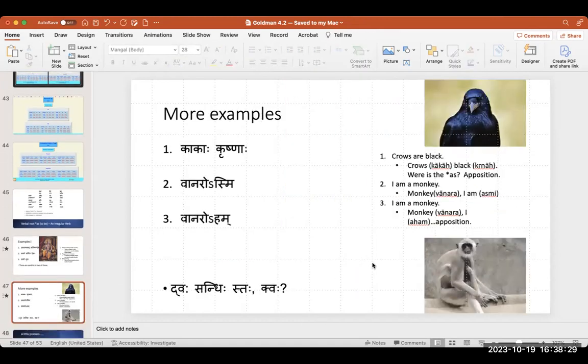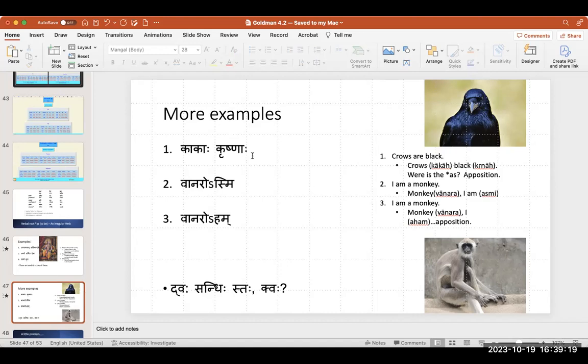Okay, here's some other examples real quickly. You have Kakaha Krishnaha. Kakaha means crow, sorry. And Krishnaha, just like the god Krishna, means black or dark. So Kaka Krishnaha, I can just write that and it says crows are black. Here's a great one. Vanaro asmi. So that's Vanaras asmi with sandhi. So Vanarosmi, I am a monkey. Vanaro aham. Look at that. That's just aham, which means I. And vanara means monkey. So you basically say monkey, I, and that's what's called apposition.